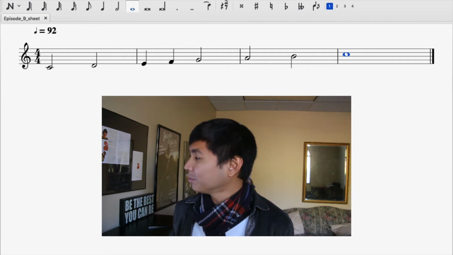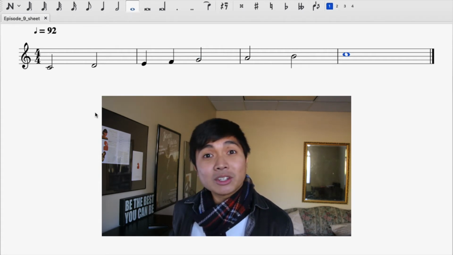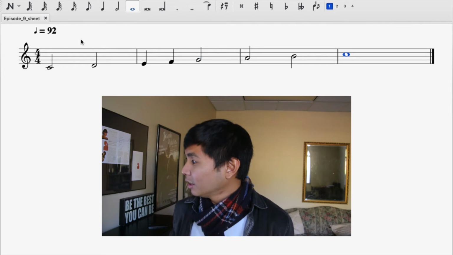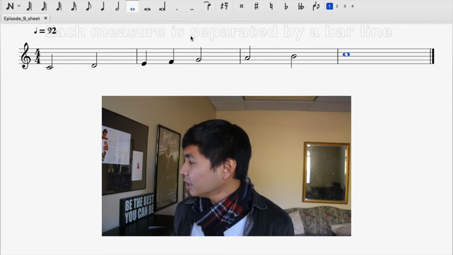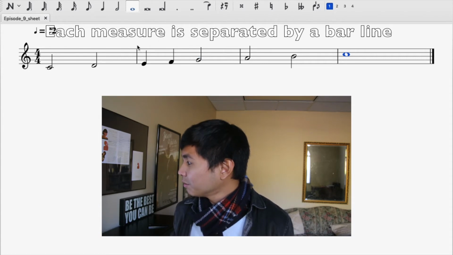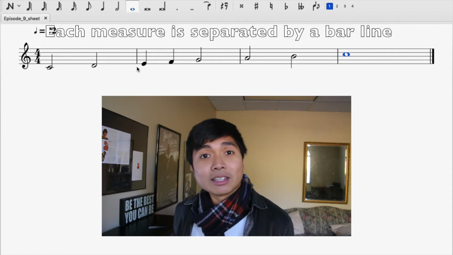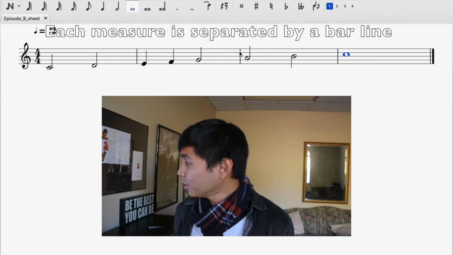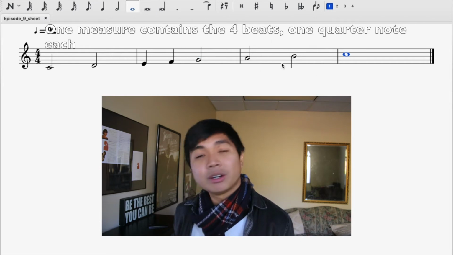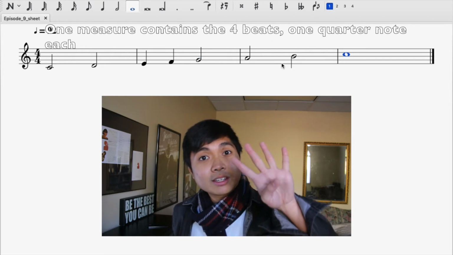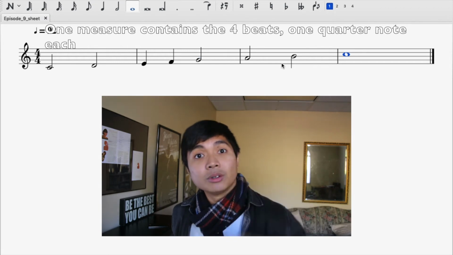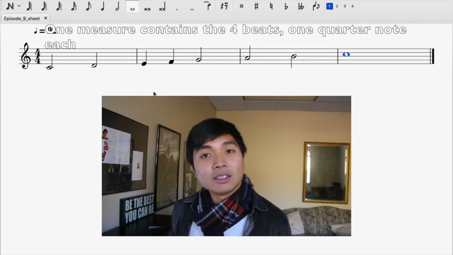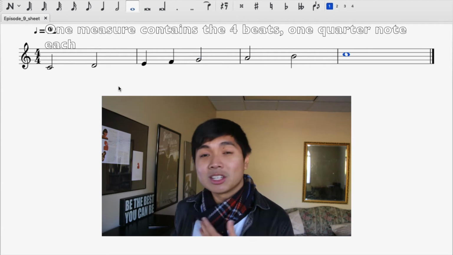Cool. So, relating this back to the 4/4 time signature, each of these things is a measure. Each measure is separated from each other with these bar lines. The one I'm pointing to with my mouse, these are called bar lines. Within each of these bar lines is contained a measure of 4 beats, 1 quarter note each. Let's break that down as we relate it to this melody.